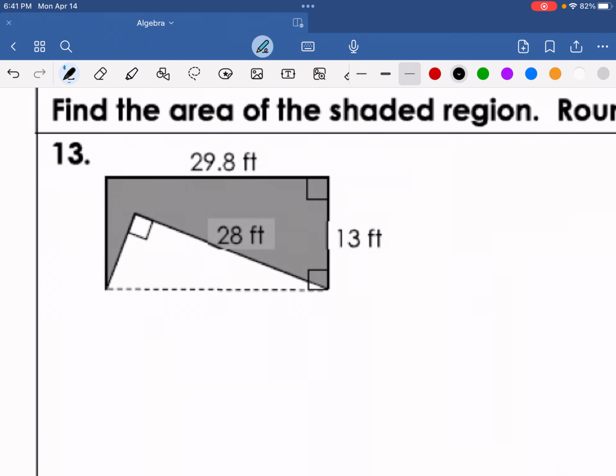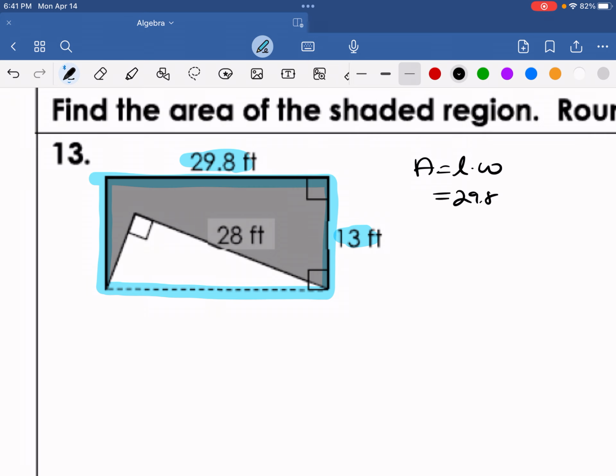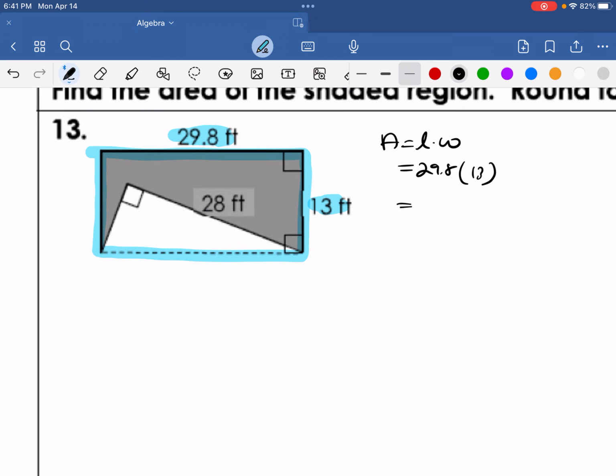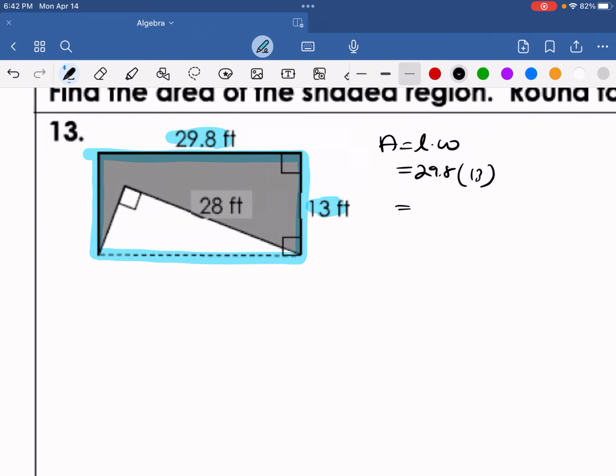All right, find the area of the shaded region. If you're going to find the area of the shaded region, then you need to find the area of the larger one first. Okay, that's a rectangle. It's just length times width. So literally you're just multiplying those two numbers. Area equals length times width. So that'd be 29.8 times 13. I'll plug it in a little bit. Or you know what, let's just do it now.